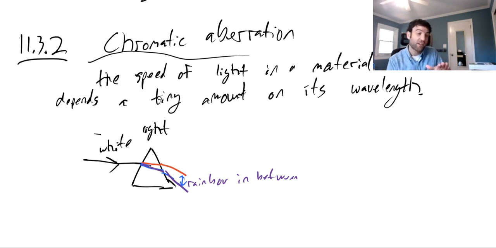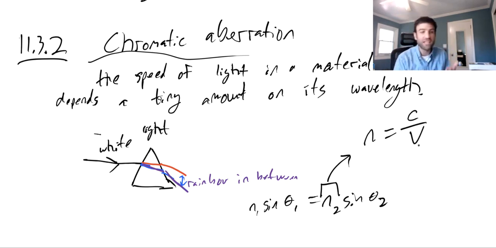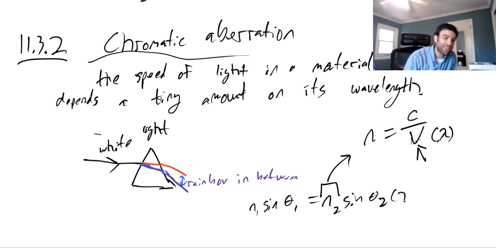And that means that according to Snell's law, because remember Snell's law says that n1 sine theta 1 is equal to n2 sine theta 2. And remember that n is the speed of light in a vacuum divided by the speed of light in the material. Well, if this depends a little bit on wavelength, then the relationship between the incoming angle and the refracted angle will also depend on the wavelength. So if I make this a function of the wavelength, then the angle here depends a little bit on the wavelength.